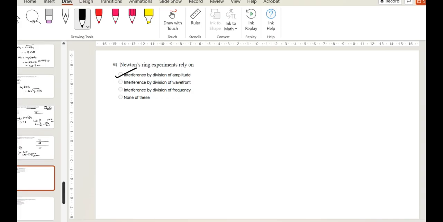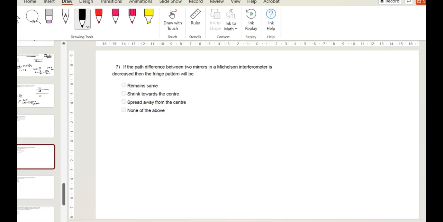Question 6 is a very easy, straightforward question: Newton's ring experiments rely on what? We know that in Newton's ring experiment, the amplitude gets divided. So this is the answer: interference by division of amplitude.